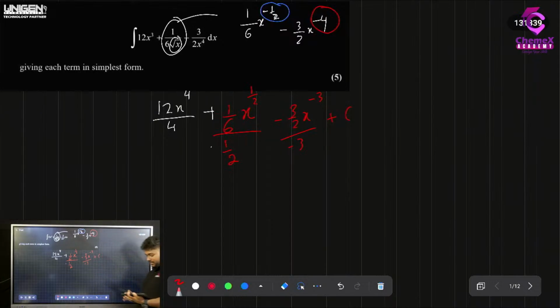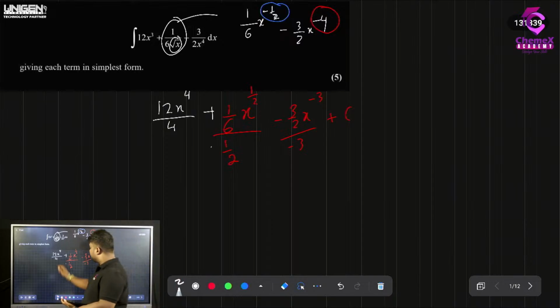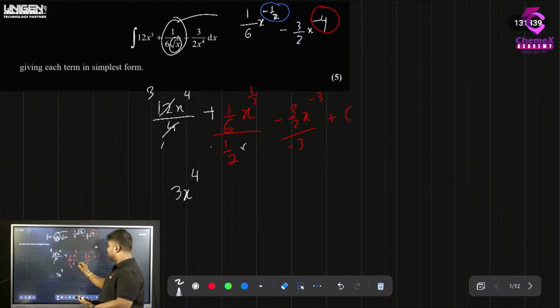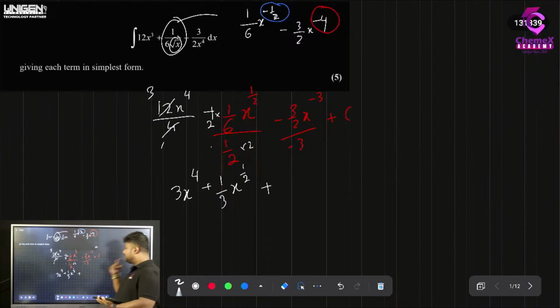So if you solve this out, what do you get then? This becomes 1 over 3 x to the power 4, and you multiply by 2 both top and bottom. Plus 1 over 3 x to the power half, plus what? 3 and 3 get cancelled now. 1 over 2 x to the power minus 3 plus c.